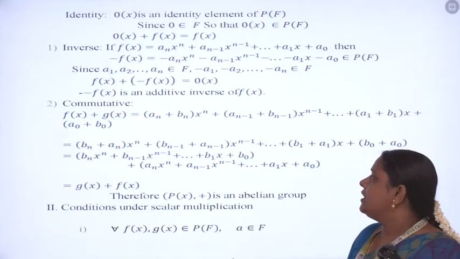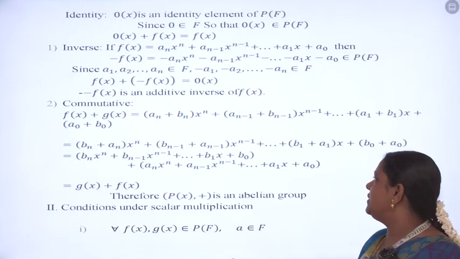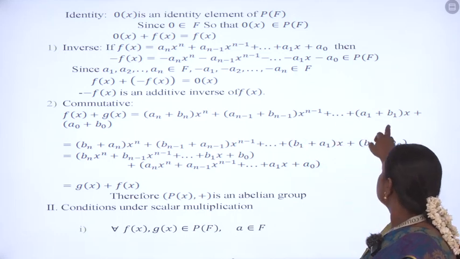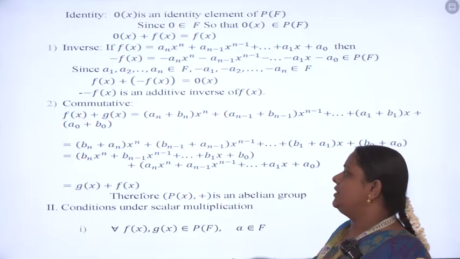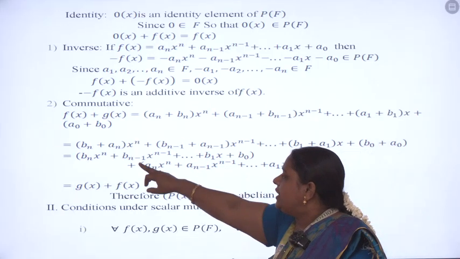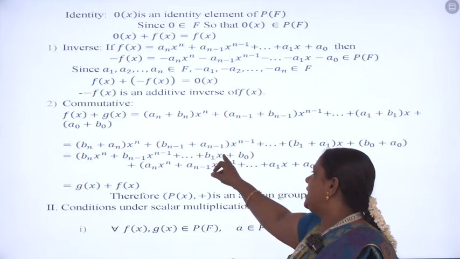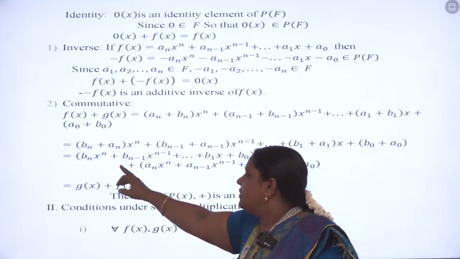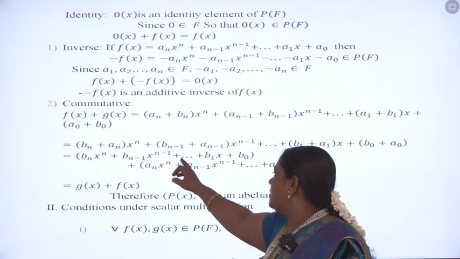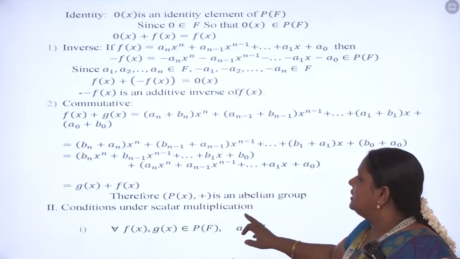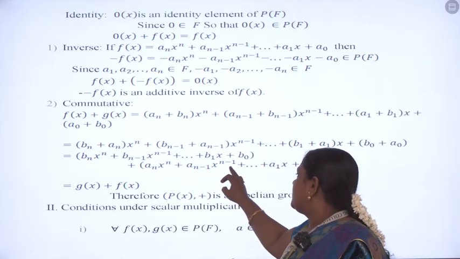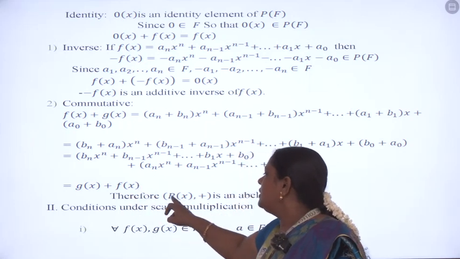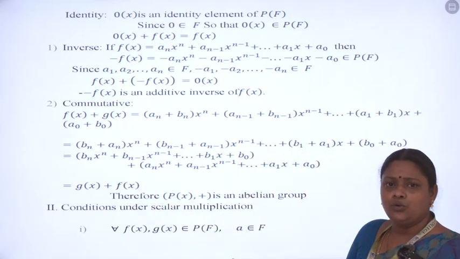Then commutative property. F of x plus g of x equals an plus bn x power n plus an minus 1 plus bn minus 1 x power n minus 1 and so on, a1 plus b1 into x plus a0 plus b0. Then interchange these two: bn plus an x power n plus bn minus 1 plus an minus 1 x power n minus 1 and so on, b0 plus a0. Then separate those terms, you will get bn x power n plus bn minus 1 x power n minus 1 and so on, b1x plus b0, then an x power n plus an minus 1 x power n minus 1 and so on, a1x plus a0. It's nothing but this is f of x, this is g of x. Therefore, P of x comma plus is an abelian group.